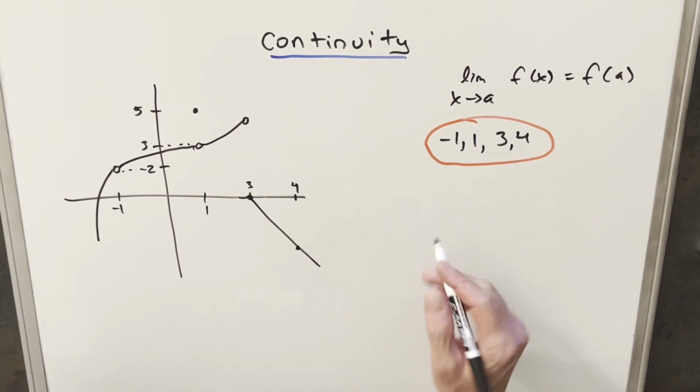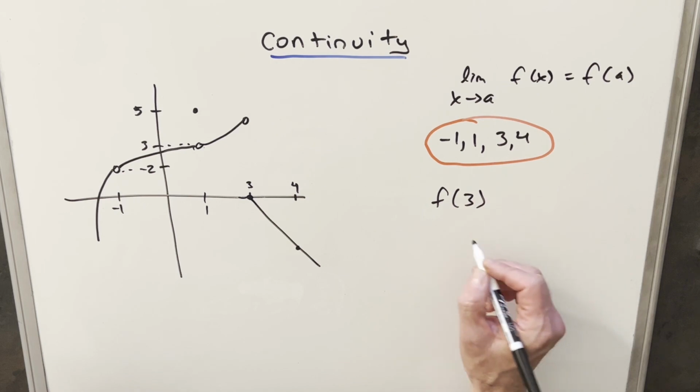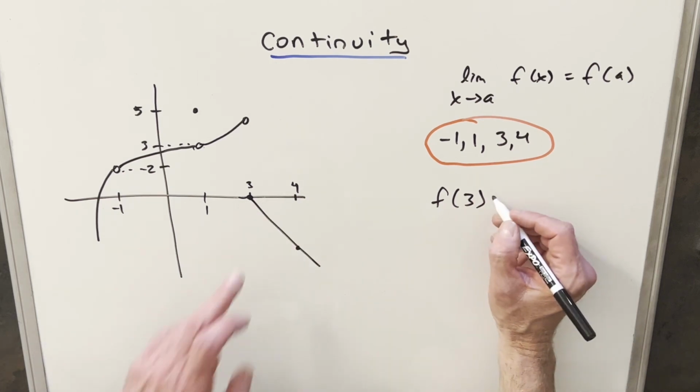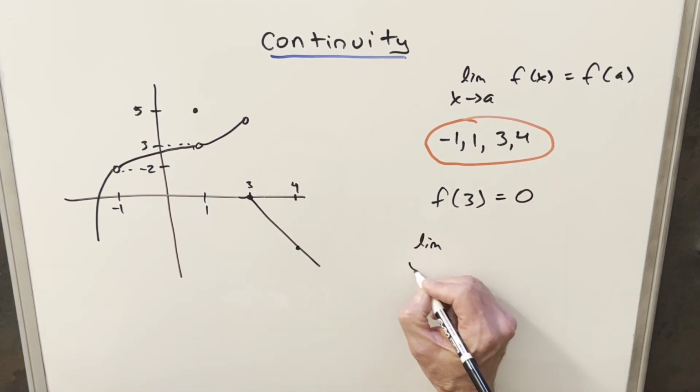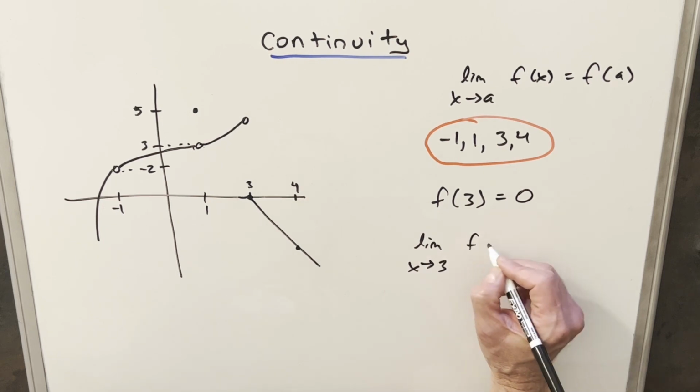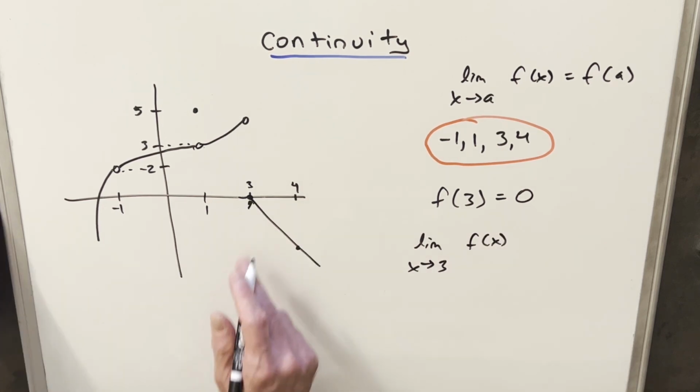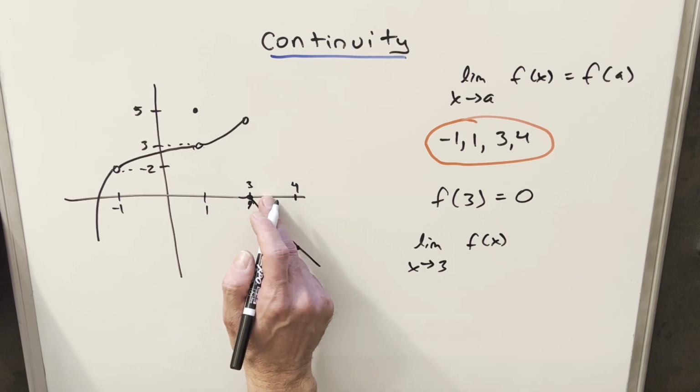Okay, so moving on to x equals 3. So looking at f of 3, that's going to be just 0, looking at the graph here. And then let's just look at our limit as x approaches 3 of f of x. From the right side, looking at 3 plus, that's going to be about 0.